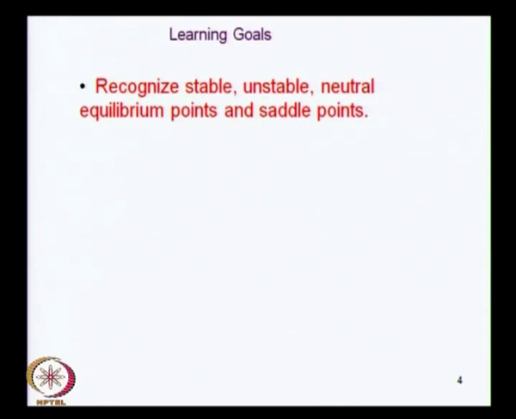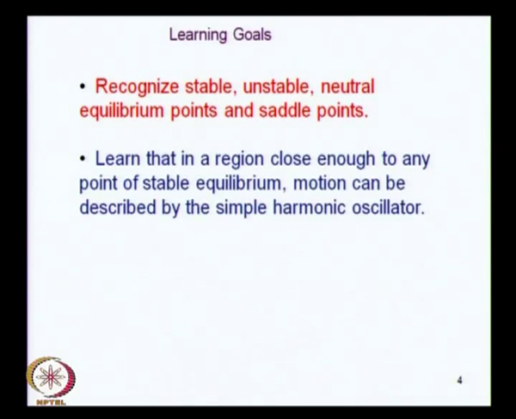What are our learning goals for this unit? We will first of all begin by recognizing what is a stable equilibrium, what is unstable equilibrium, and what is neutral equilibrium. We will also understand what is meant by saddle points. We will learn that if you go close enough to any point of stable equilibrium, motion can always be described by the simple harmonic oscillator.